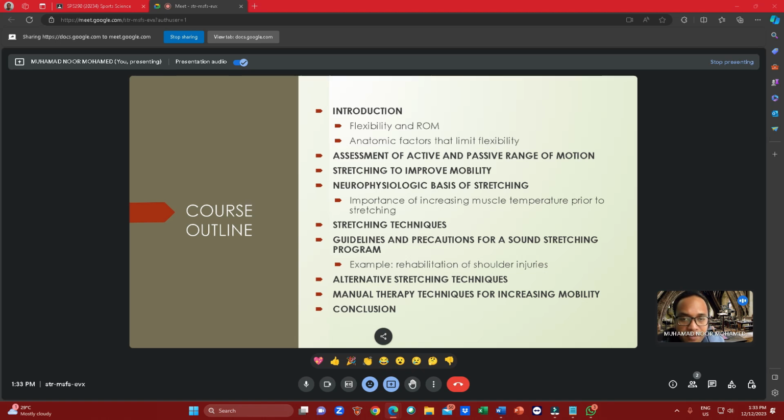We are going to discuss the anatomy factors which will limit one's flexibility. We are going to discuss a bit about an assessment regarding active and also passive range of motion. We are going to talk about stretching to improve mobility and all the other factors that may play a major role in determining one's flexibility and also range of motion.